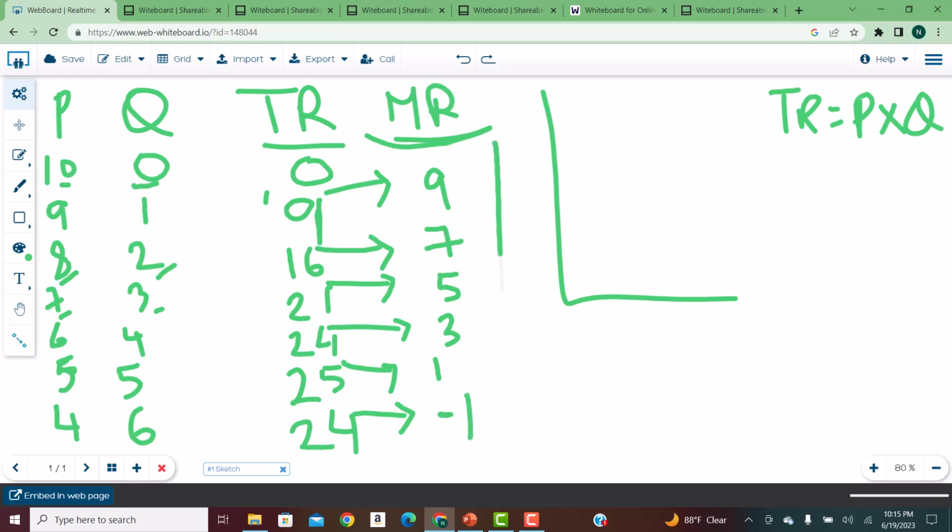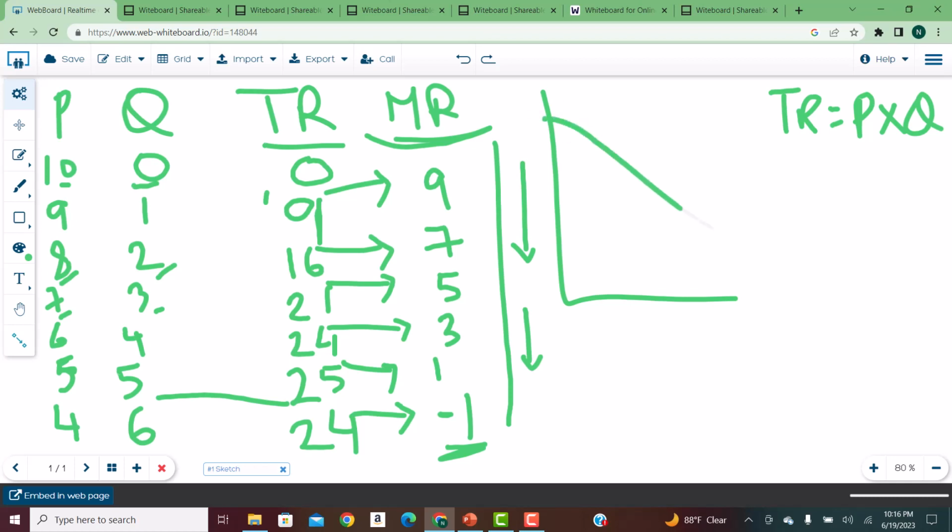So if you look at the marginal revenue, it is decreasing as we are lowering the price and selling more. Even though we are selling more, the price is going down, and that's why the extra revenue that we are making from each output that we're selling is going down. And after the fifth unit, we are actually making losses. We are losing extra revenue here.